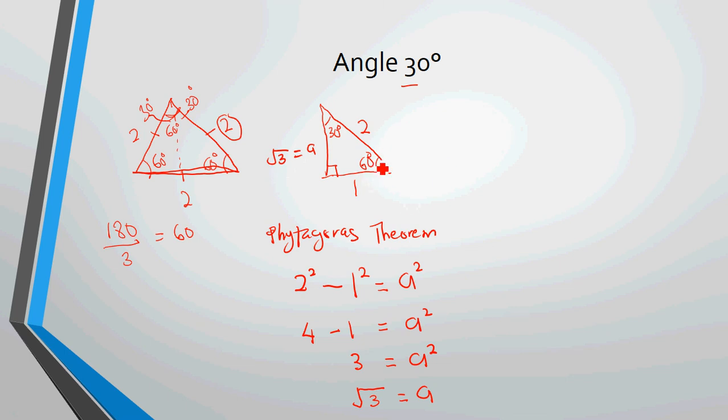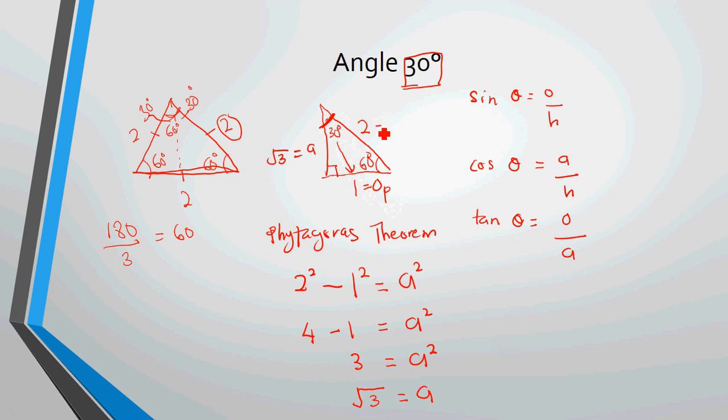From this diagram, you can find sine, cos and tan. Sine theta equals opposite over hypotenuse, cos theta equals adjacent over hypotenuse, tan theta equals opposite over adjacent. Because we are going to discuss the 30 degree angle here, we look at this 30 degree angle. For this 30 degree angle, this is the opposite side. This is the hypotenuse. And this is the adjacent side.